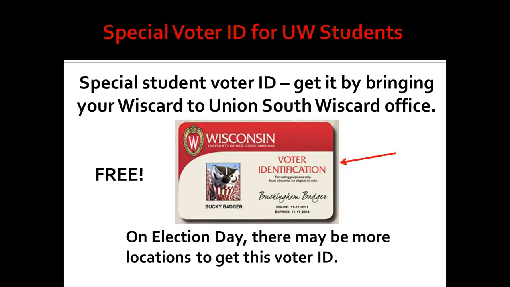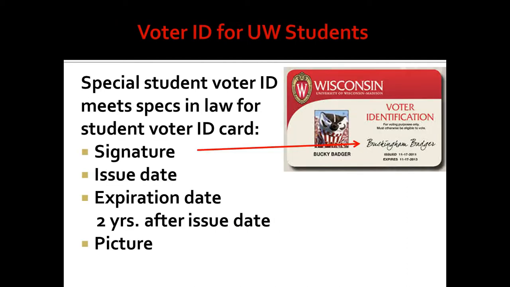A special student voter ID is available. Just bring your WIS card to the Union South WIS card office during their regular hours, and it's free. On election day, there may be more locations to get this voter ID. It meets all the specifications in the voter ID law, including a signature.